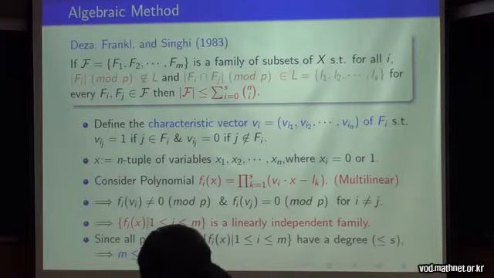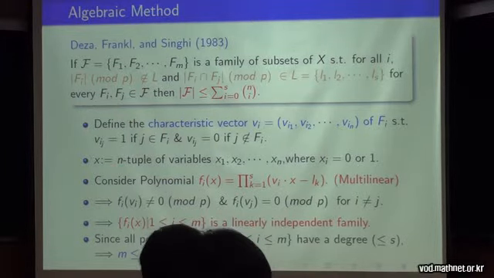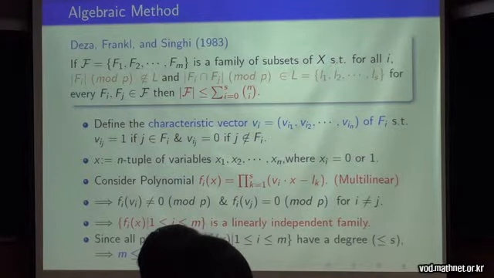So let's look at a very simple example of the algebraic method. In 1983, Deza, Frankl, and Singhi got this kind of result. They said that if the family is L-intersecting modulo p, and the size of each set is not in the set L, modulo p, then they got this kind of upper bound.